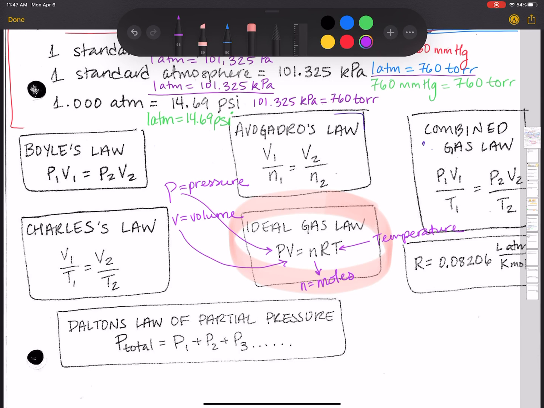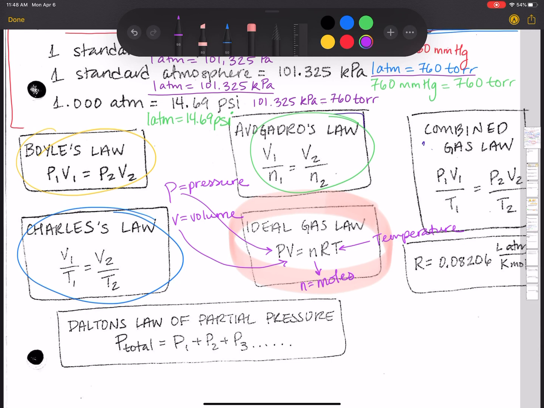So you've used all of these variables before in some way or another. You looked at Boyle's law, and you looked at the relationship between pressure and volume. You looked at Charles's law, and you looked at the relationship between volume and temperature. And the last thing that you completed prior to spring break was looking at Avogadro's law, where you looked at the relationship between volume and moles.